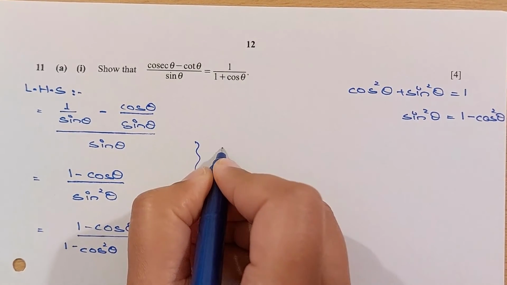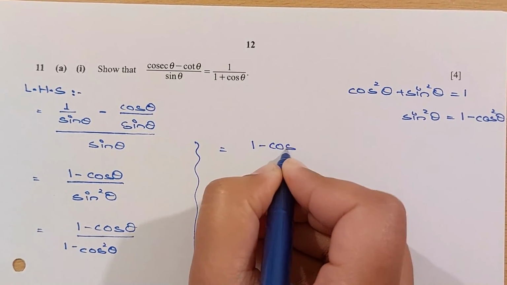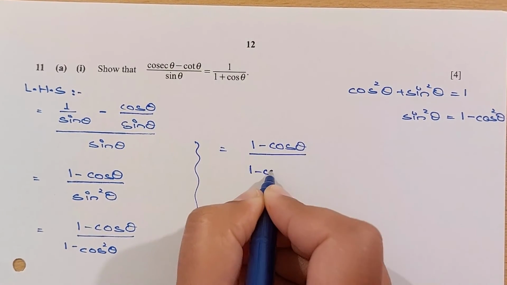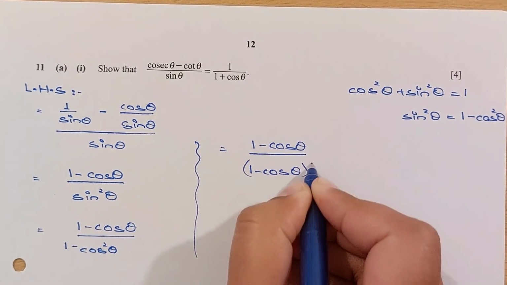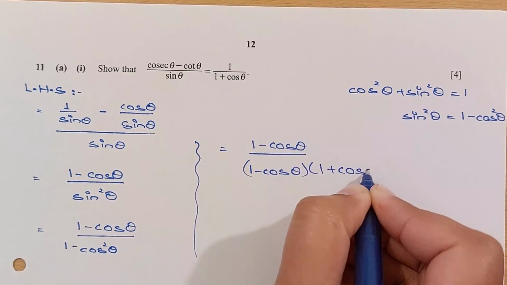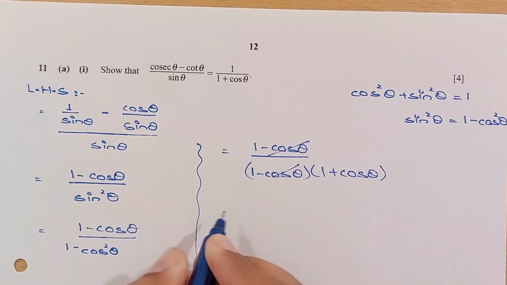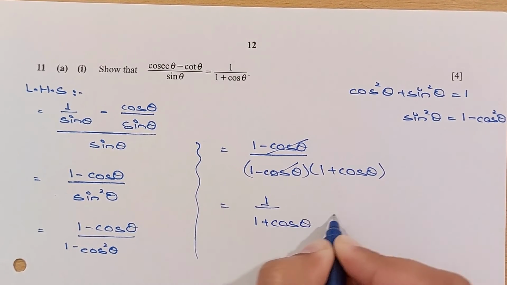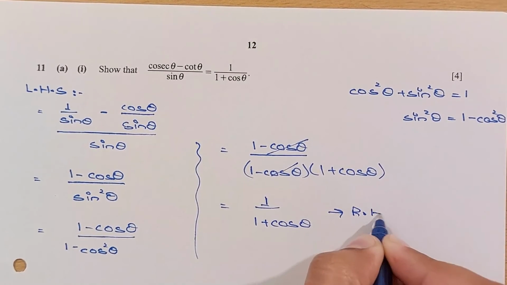Further simplification, we can say 1 minus cos theta. We can open this, a square minus b square: 1 minus cos theta into 1 plus cos theta are the two factors. We can cancel 1 minus cos theta and we have 1 over 1 plus cos theta. This is my right hand side. This is proved.